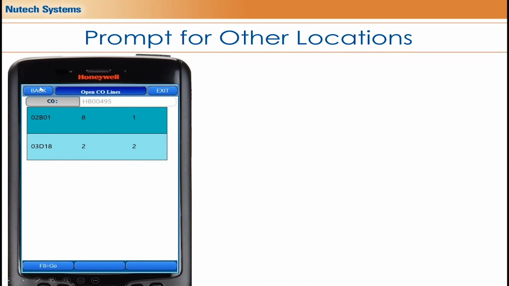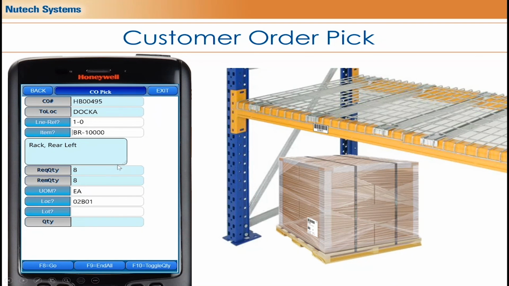On the left, you can see the available locations. It shows the item quantity in each location in the middle, and then your locations are ranked and listed here on the right. In this example, we know that we need 8 units, so we're going to stick with location 02B01 that you see labeled on the left and head over to that spot to pick the items for the customer order.